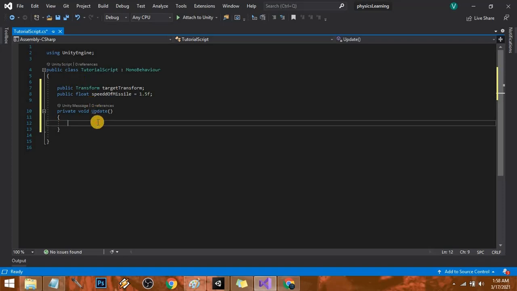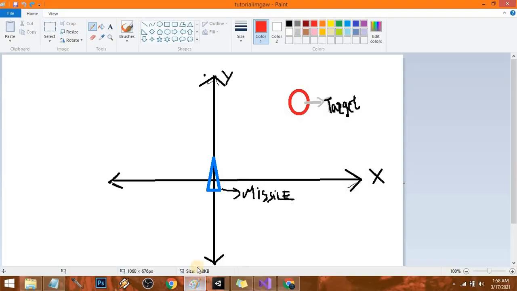the speed of the missile. Okay, so in the update function, what we have to first consider is how we can rotate our missile towards the target. I will just show you the basic process of what we are going to do. Firstly, we have to calculate the direction vector. To calculate the direction vector between the missile and the target, you have to subtract the position vector of the missile from the position vector of the target. Then you will get a direction vector which points from the missile towards the target.